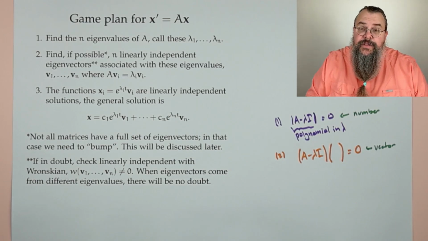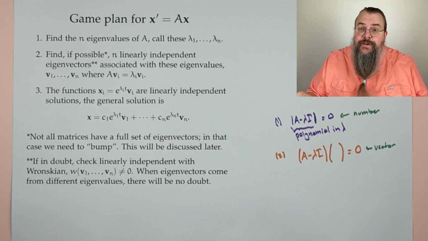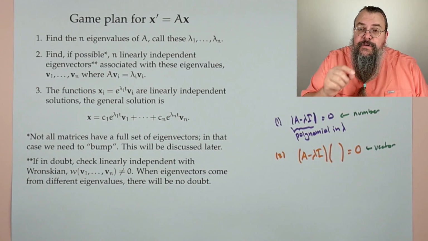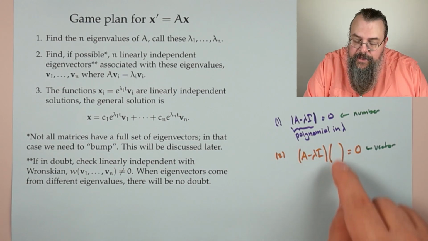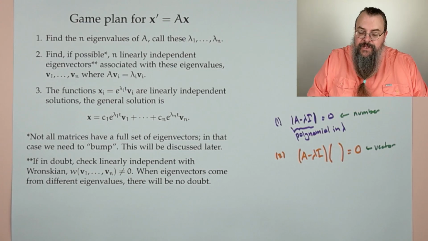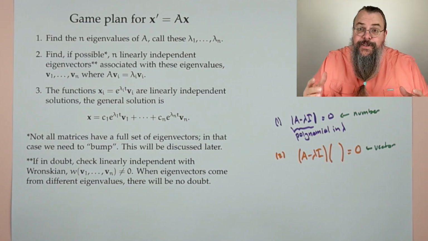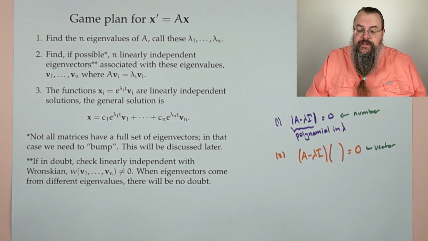Oftentimes you can do it by eyeballing it. For 2x2s, there's a quick way to do it, if you're not sure, which is to take a row, write it backwards, and then flip a sign on one of the terms. Not on both, just on one. And you're done. If in doubt, just check the multiplication: do you get the 0 vector out?